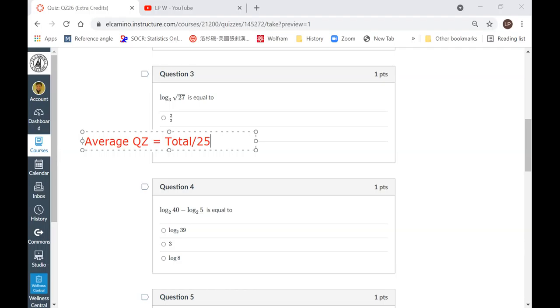But this formula, Canvas doesn't do it for us. I have to do it myself, after you're done with the final exam. So if you keep looking at your grade book, it's not accurate. I couldn't emphasize that enough, because in the past, a student came back and said, oh, my Canvas grade tells me I got 80%.